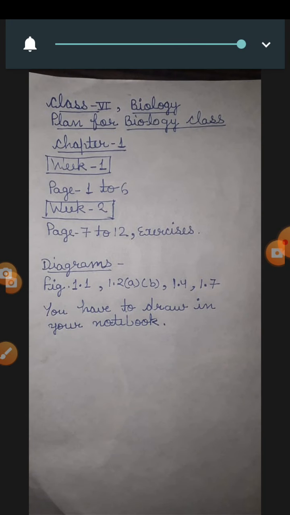Now, I want to show you the plan for biology classes. This is the plan. In week 1 we will study chapter 1 and from page number 1 to 6. In week 2 we will study page number 7 to 12 and exercises. Then there are some diagrams, that is diagram number 1.1, 1.2 AB, 1.4 and 1.7. These diagrams you have to draw in your notebook.